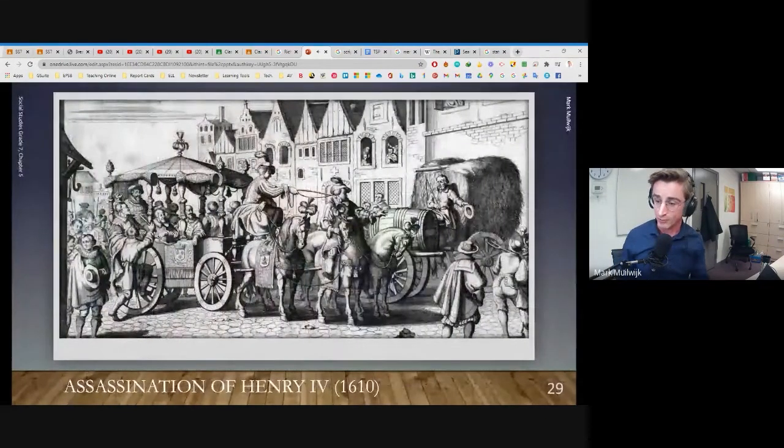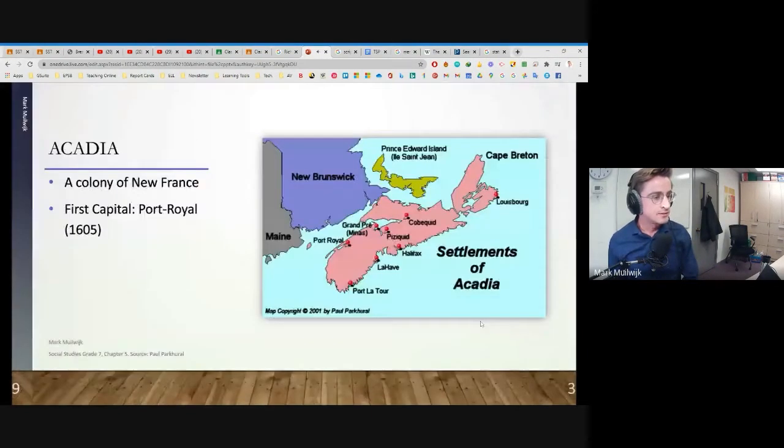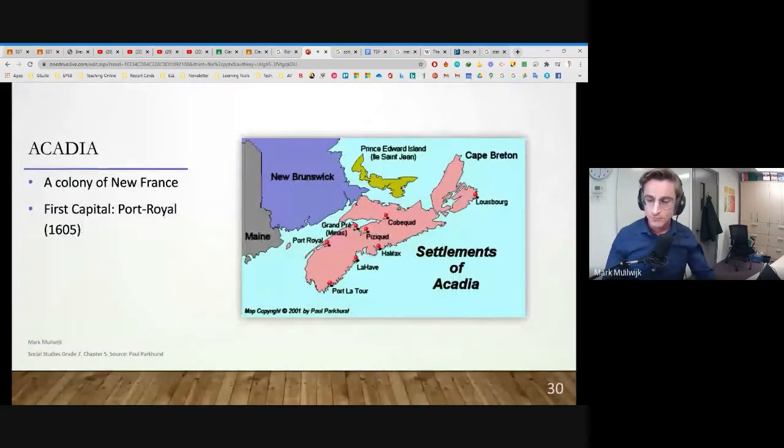Unfortunately, he didn't make it all the way. He got assassinated. As happens to such tragic heroes sometimes. Yeah. That was unfortunate. And so, he paid for the colony, Acadia. Yes. And the first capital was Port Royal, here on the north side of that southern island.